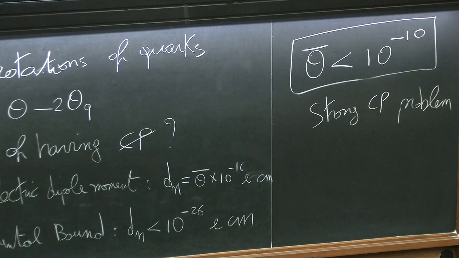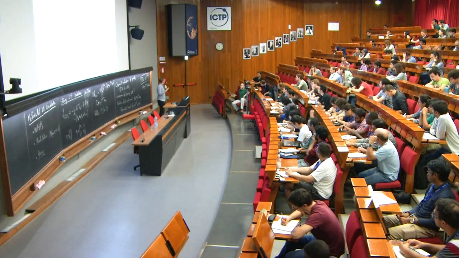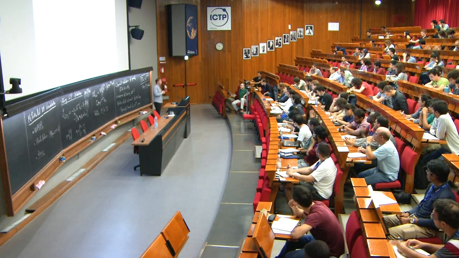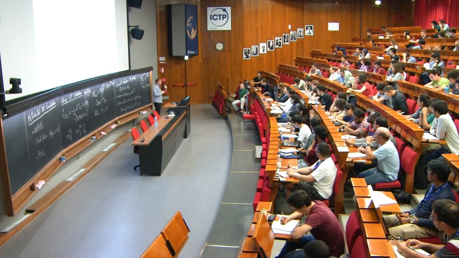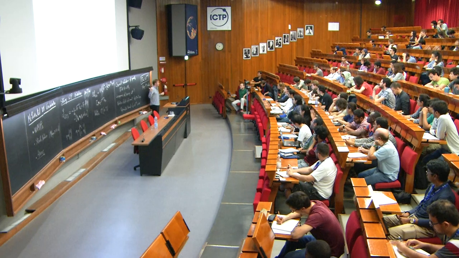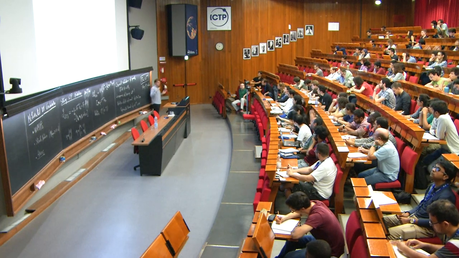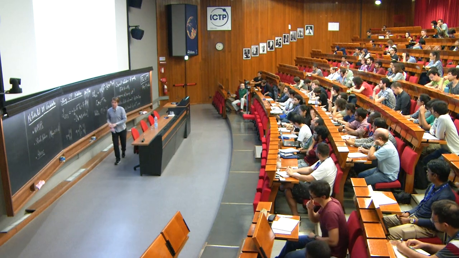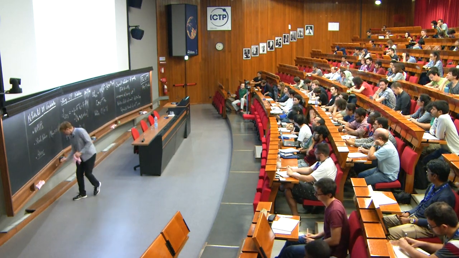And the axion is a solution to the strong CP problem. And while it solves the strong CP problem, it also provides a dark matter candidate. So that's what we will do today. We will see how to compute the relic density for the axion once I define what the axion is. Is that clear, the problem, and what we're going to do? Okay. So let's see how the axion solves the strong CP problem.